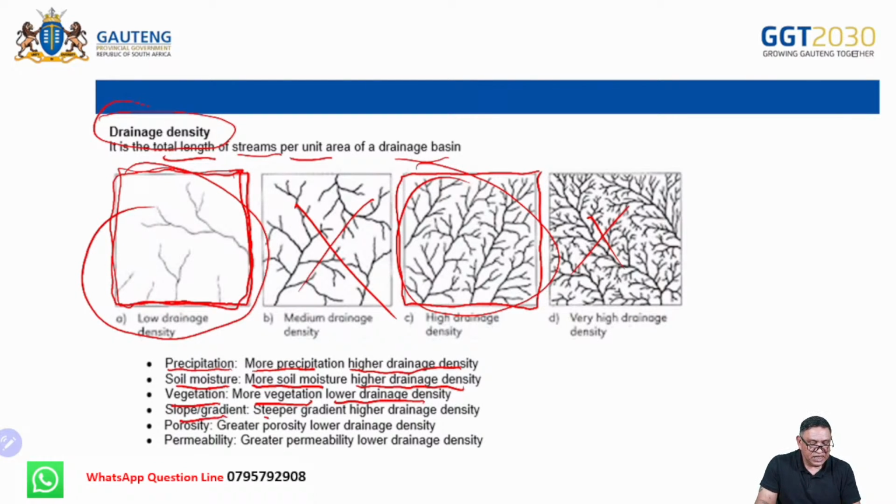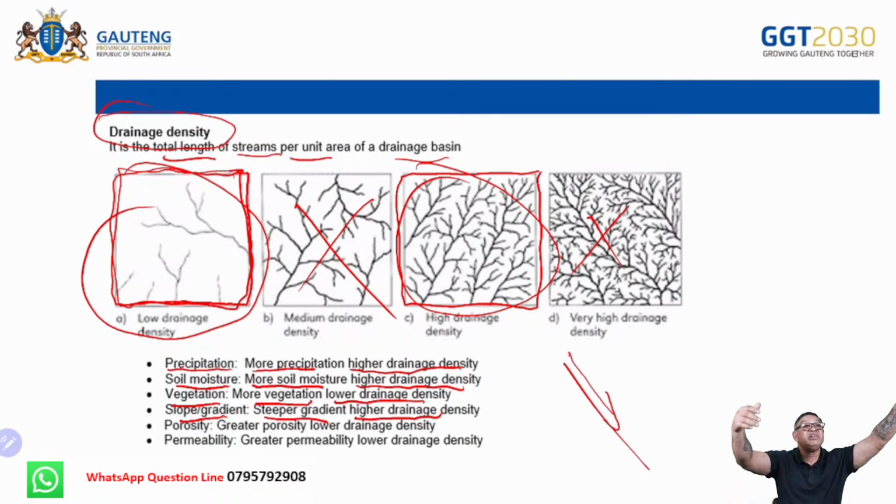Gradient, the steeper the gradient, the higher the density. Because what happens with gradient? If it's steep, water will flow quickly. It'll have more energy. And if it has more energy, it will erode more on the ground, creating more channels.